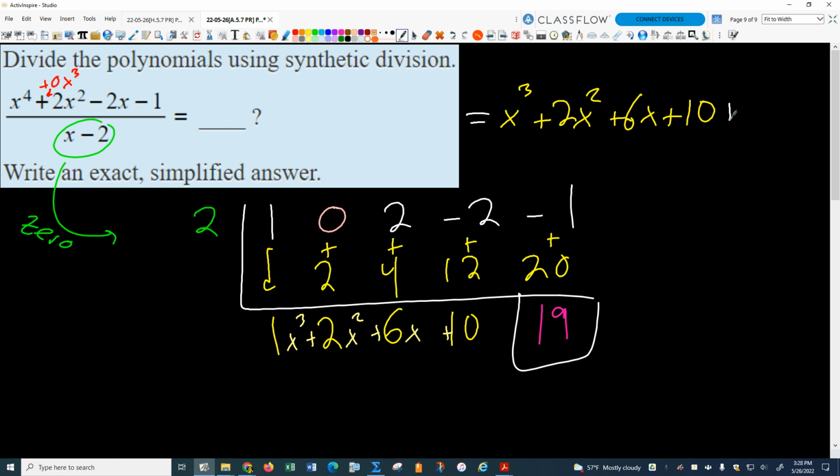plus what, Riley? 2. No. 19, divided by x minus 2. Okay? Because the remainder is what remains over the denominator. Okay? Everybody, how are we doing? Give me 1 to 5.